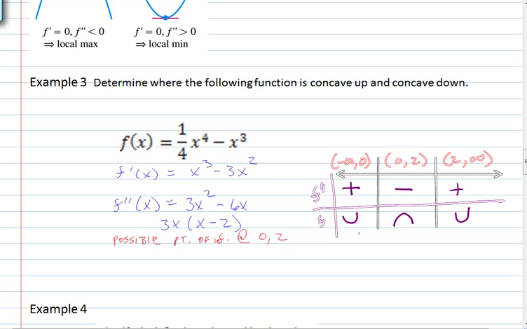So where is the function concave up? It's concave up on the intervals from negative infinity to 0, union 2 to infinity. It's concave down on the interval from 0 to 2.